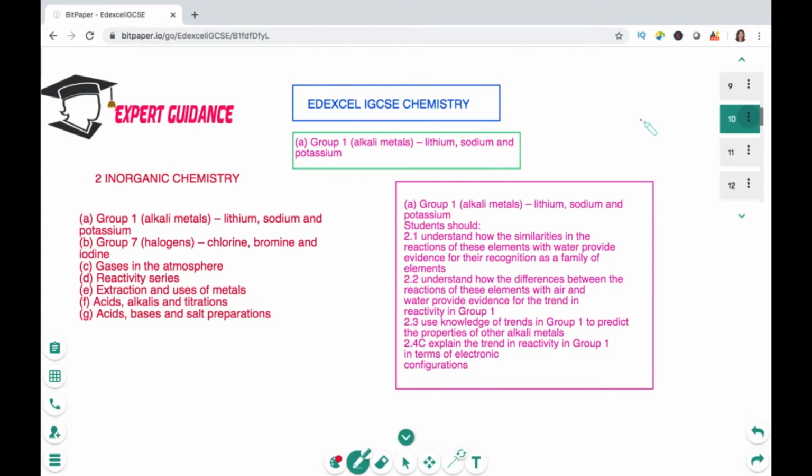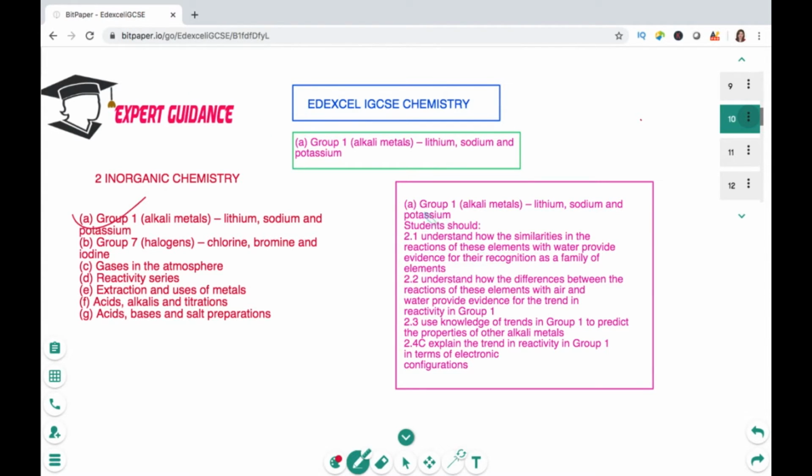Today in this video we'll be covering the topic A, which is Group 1 Alkali Metals, Lithium, Sodium and Potassium of Section 2 in Organic Chemistry. Now in this video we'll be looking over the three important elements of Group 1, which are Lithium, Sodium and Potassium. We will see the similarities in the properties of the Group 1 elements, and we'll also be looking over their chemical properties as well.